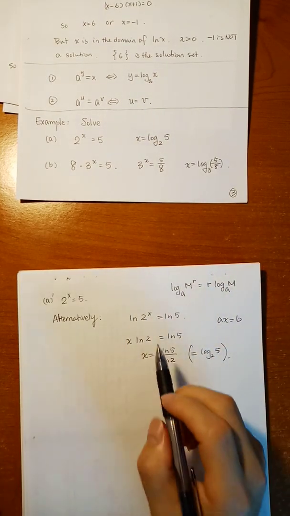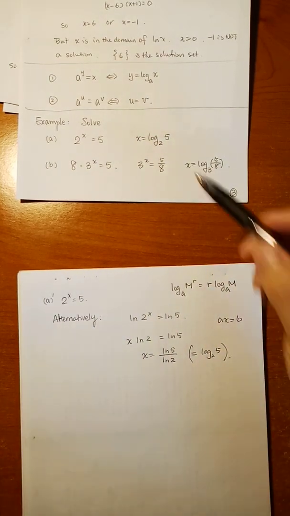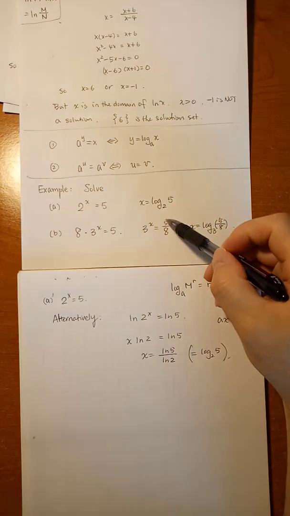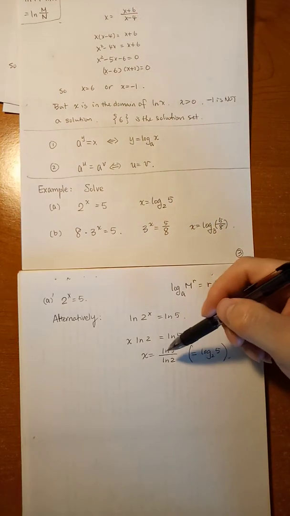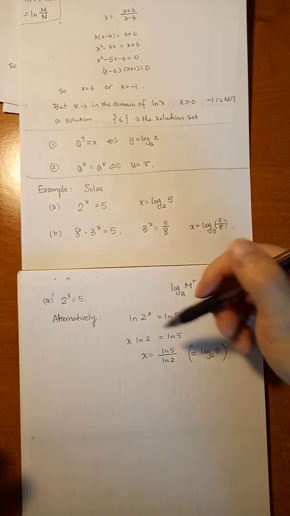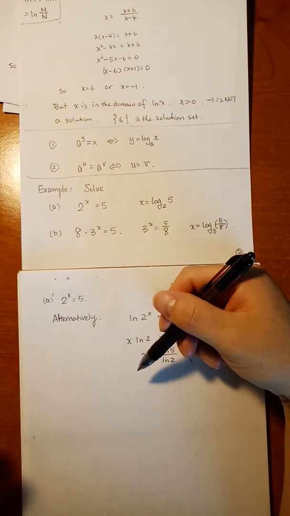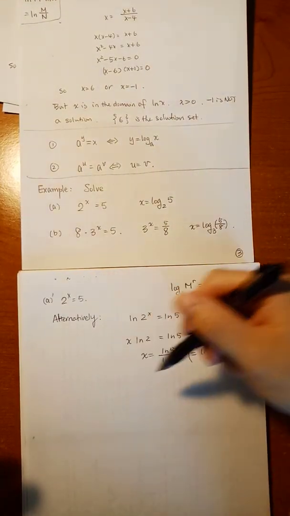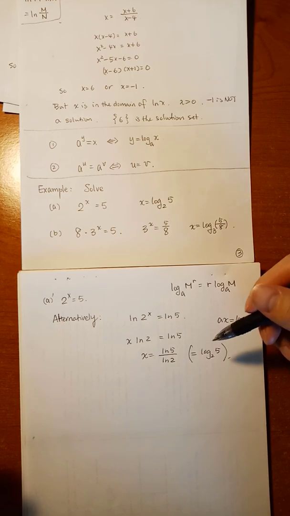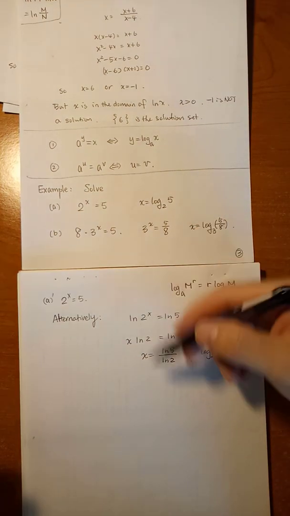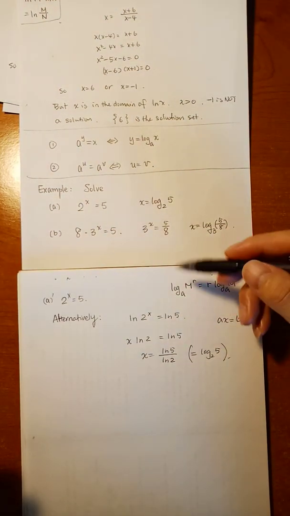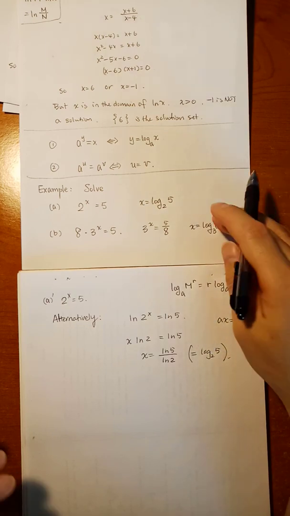Okay, so they have different ideas. This one, we just directly apply the definition of the logarithmic function. And this one, we try to move the exponent down and then apply the addition, multiplication, subtraction and division stuff. You can do either. You don't have to do both of them. Just do either of them.